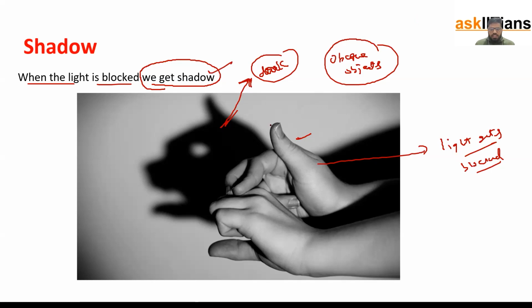It will have a shape, the same as the shape of the object. In this example, the object is a hand, so the shadow will have a shape like that of the hand. Whenever a shadow is formed, an opaque object is required. Another thing which is required is a source of light.